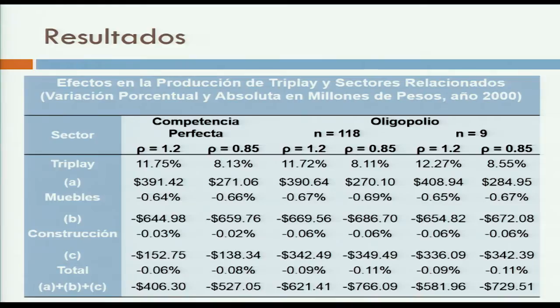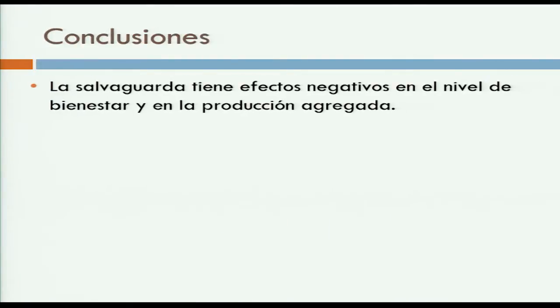So with that information, we can draw some conclusions, which was that the safeguard would have a negative impact on the consumer, and also a negative impact if we look at the total figure of what happens with the increase in the plywood industry and the effect on other sectors. So there's a negative impact for the consumer, 0.03%, and there's also a negative impact on other industries, such as furniture manufacturing and the construction industry, as we saw. So these were my conclusions.